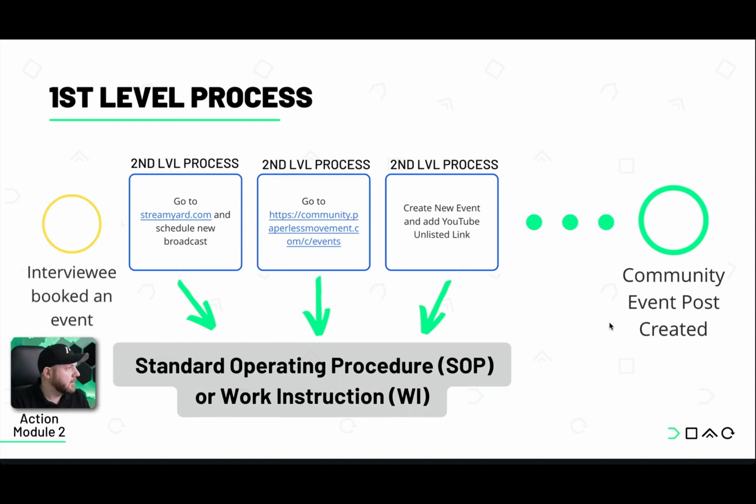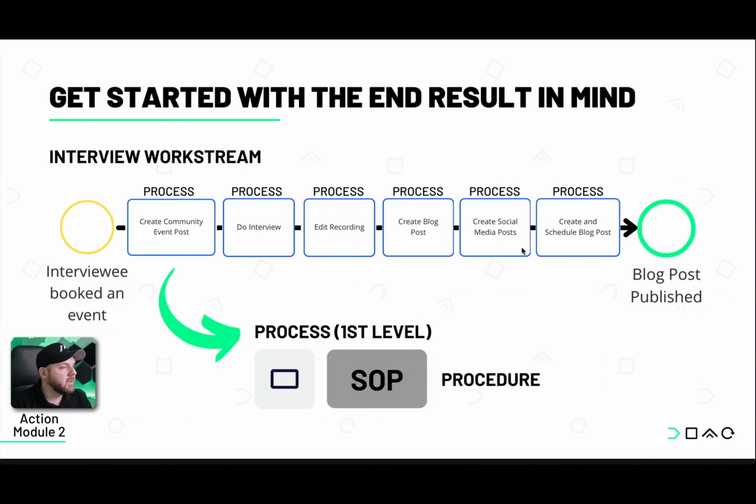We have our main work stream and the different process steps that we need to do in order to achieve our final goal, right? That we publish a blog post. The interviewee booked an event, we're going through these processes, and then we end up with a blog post that is published. So each process is a first level process, and this is defined and described in a procedure, in a standard operating procedure, SOP. Right? And there we go.